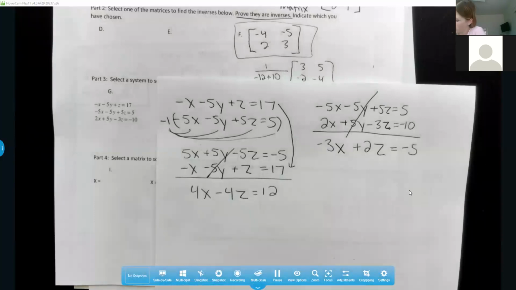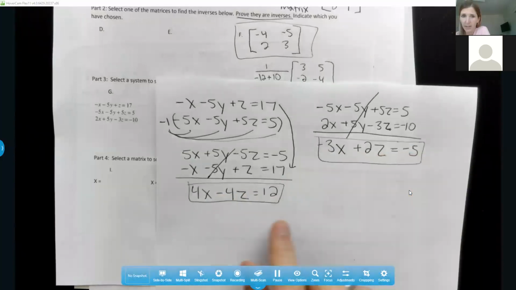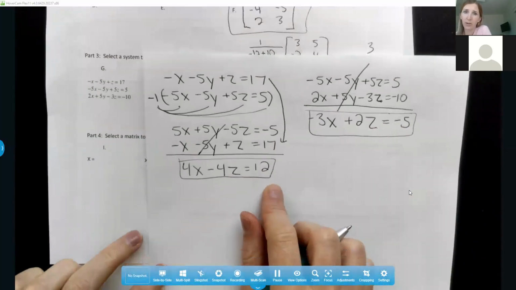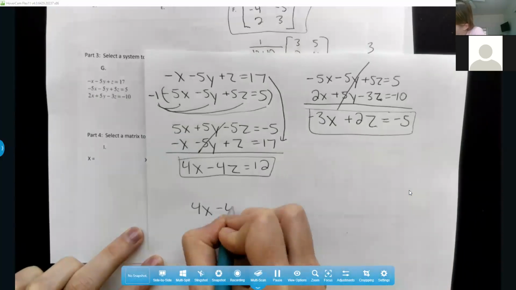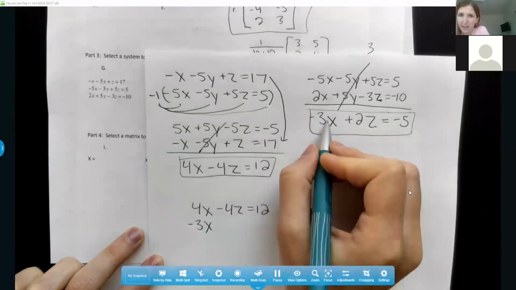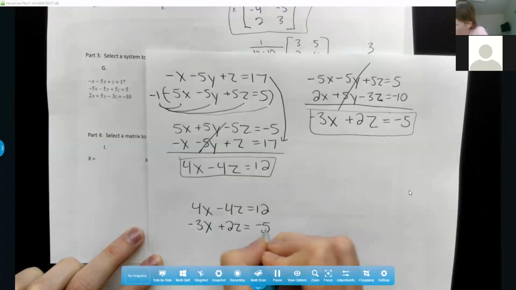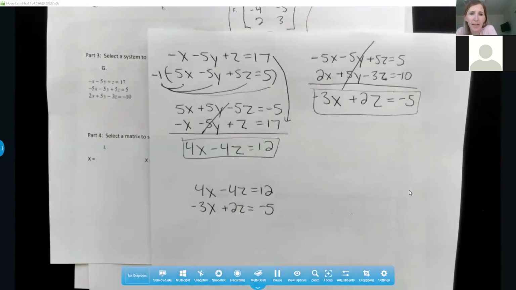Now we have these two equations. I'm going to line these two up over each other and see if we can eliminate out another variable. So 4x minus 4z equals 12. And -3x plus 2z equals -5. Do you see any that automatically eliminate, or do we need to multiply one of the equations by a number?